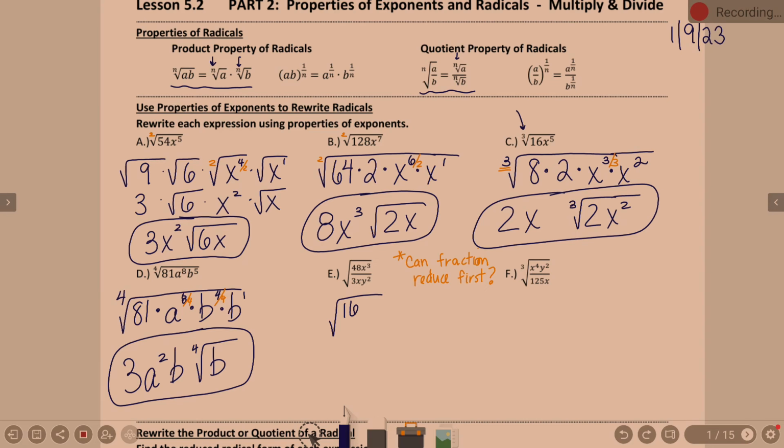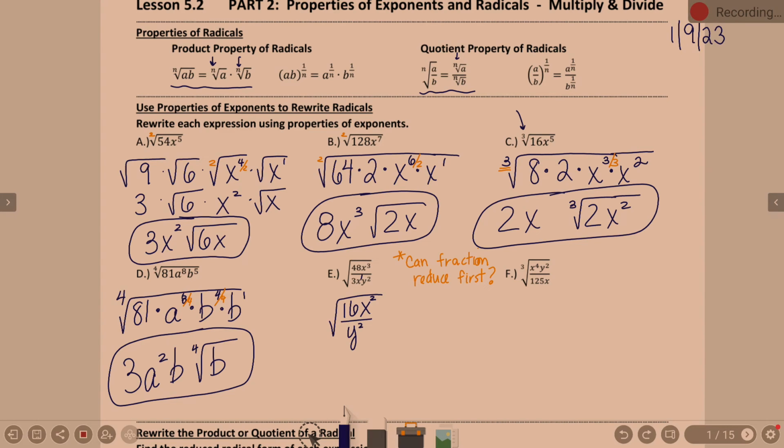What else can I reduce? Do I have x's on top and x's on bottom? Yes, x cubed on top over x to the first on bottom. Remember your rules from last week? X to the what? Second, because you subtract exponents, right? 3 minus 1 is 2. More x's on top, so we're going to put x to the second on top. Can I clean up the y's? No, I only have y's on the bottom, so y to the second is going to stay on bottom.